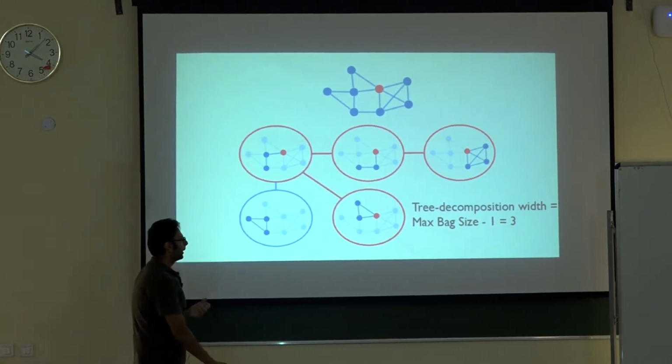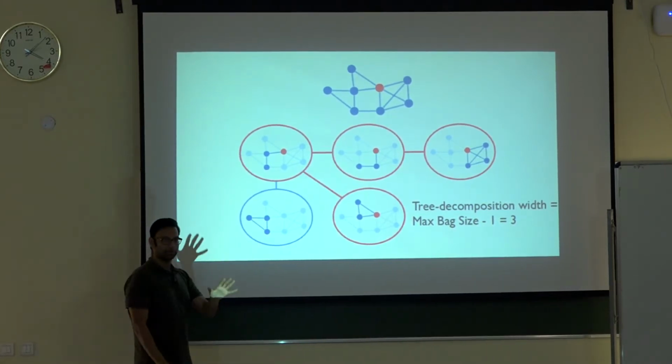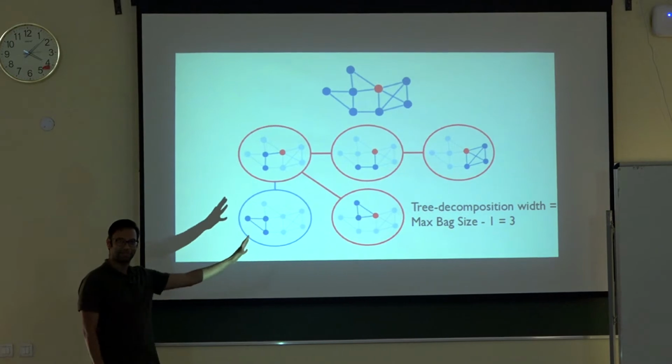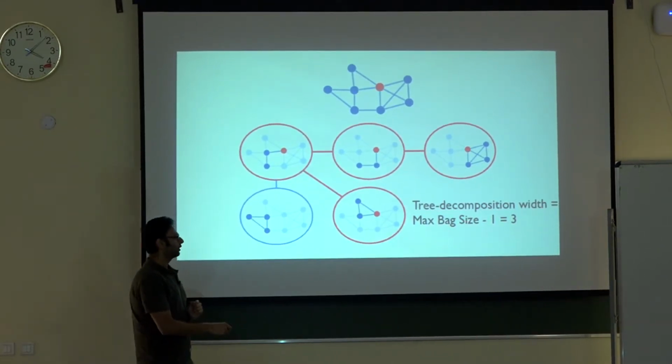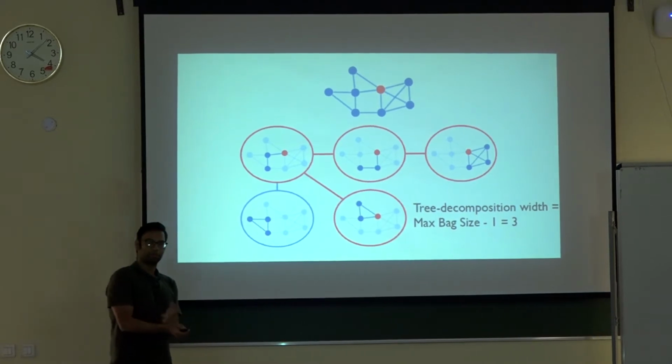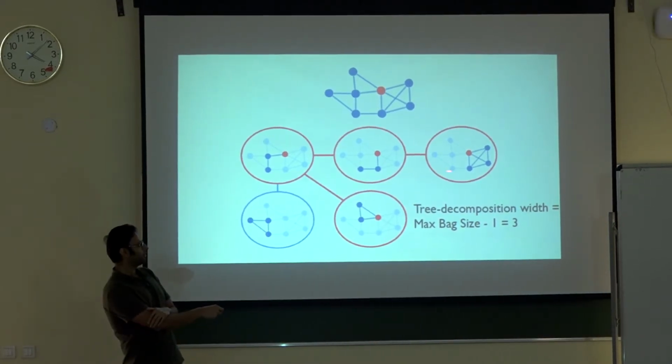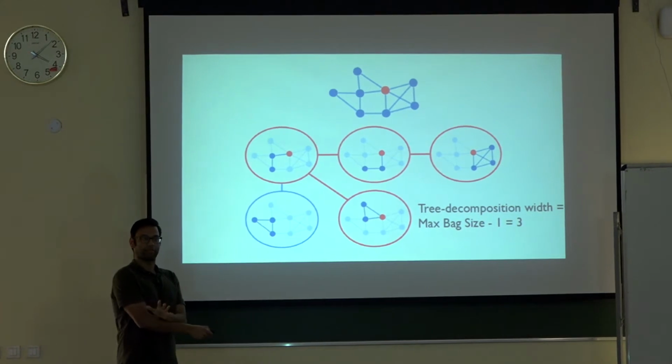Now, once we have this tree decomposition, let's assume that we have such a decomposition. Let's say it's possible to do this. Then I can define the notion of the width of this decomposition, which is the maximum size of any bag minus 1.